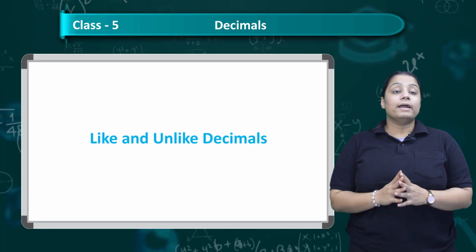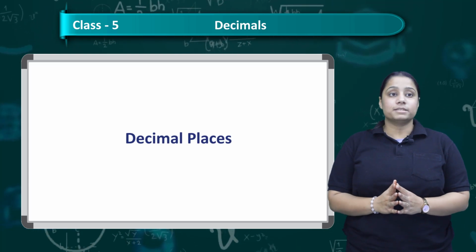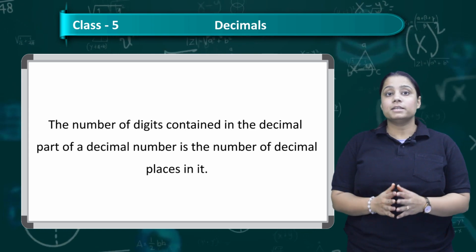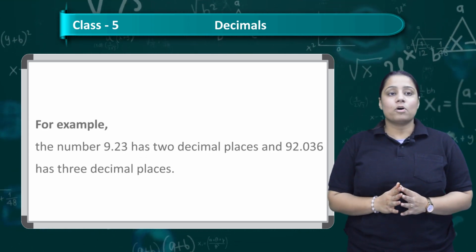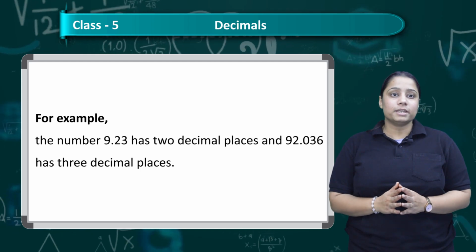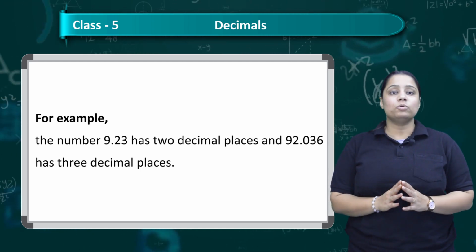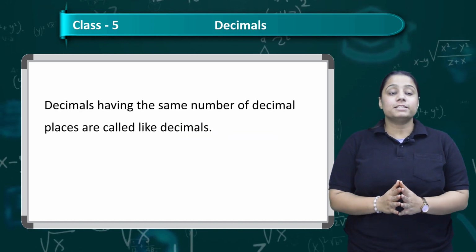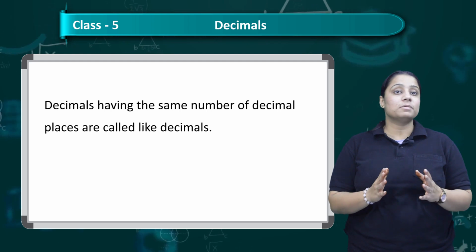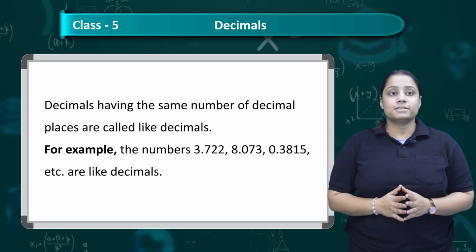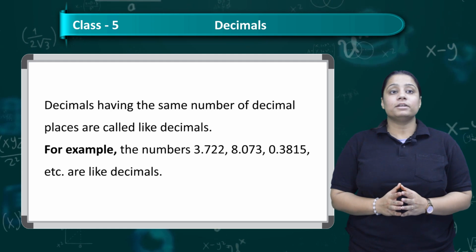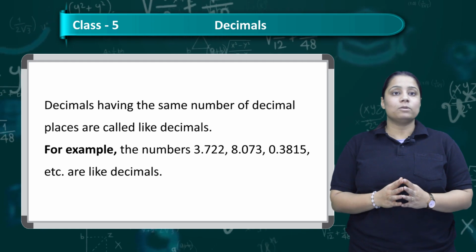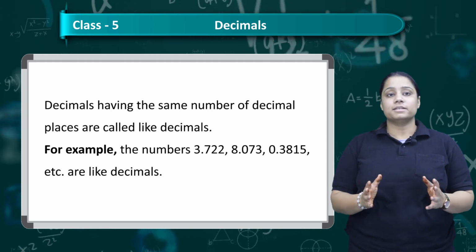Like and unlike decimals. Decimal places. The number of digits contained in the decimal part of a decimal number is the number of decimal places in it. For example, the number 9.23 has 2 decimal places and 92.036 has 3 decimal places. Like decimals. Decimals having the same number of decimal places are called like decimals. For example, the numbers 3.722, 8.073, 0.3815, etc. are like decimals.